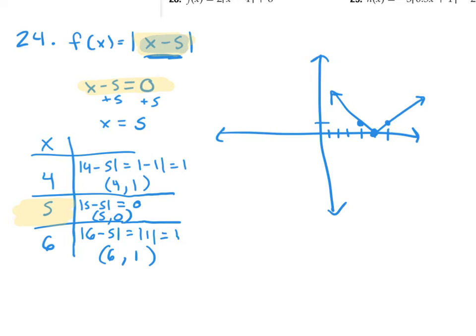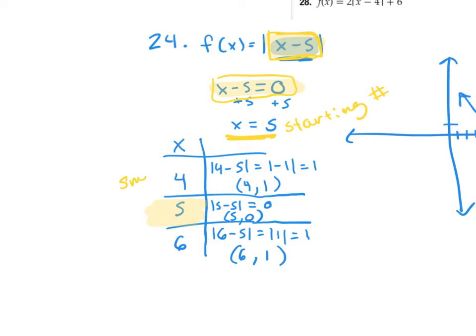So we got the 5 by setting the inside of our absolute value equal to 0. So that's always going to help us with our starting number. So this point, that's the most important part, where this V starts. We set our inside of the absolute value equal to 0, and that'll give us the number that we start with. Then you just need one number smaller. So a number smaller, we picked 4, and then a number larger. We picked 6. So this is our start here.